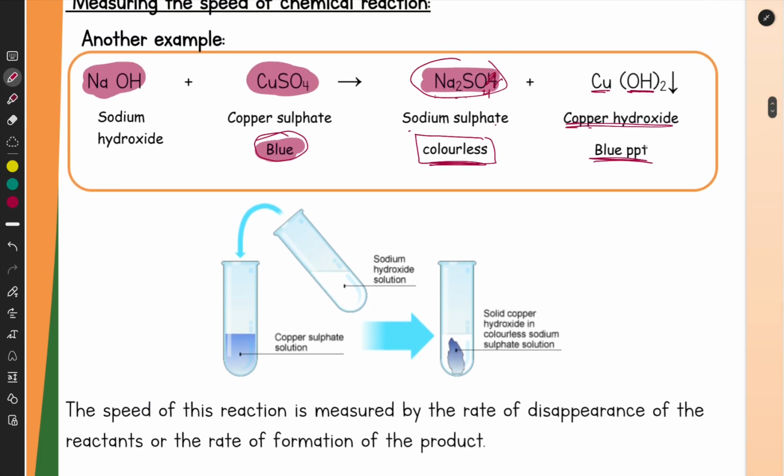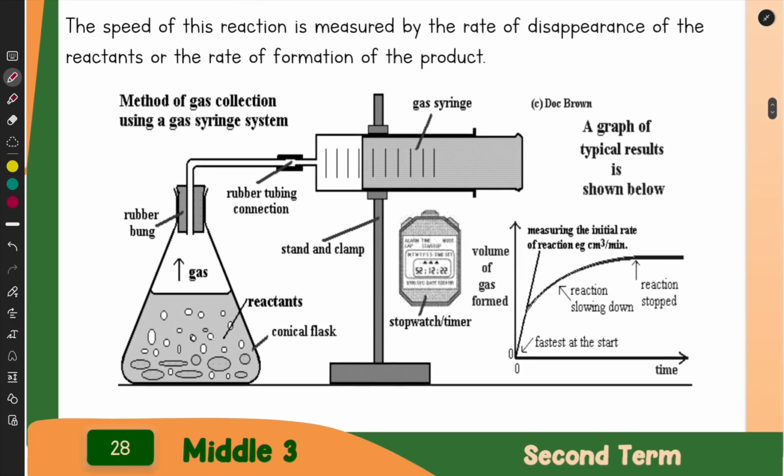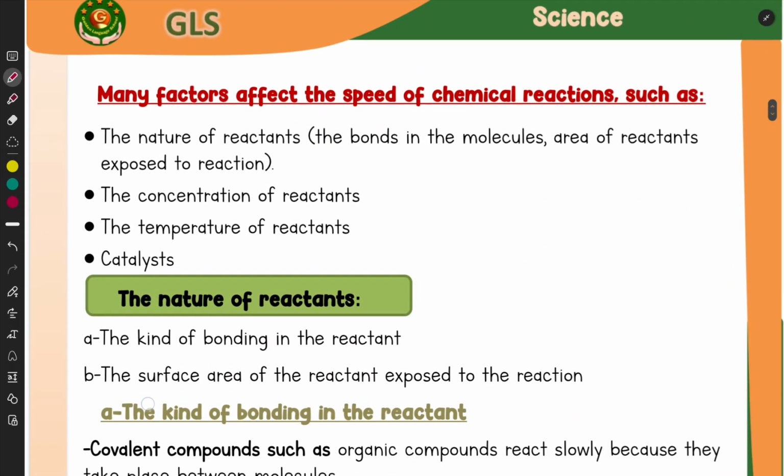What is PPT? PPT means precipitate. Precipitate means that it's not liquid, it's a solid material. Here the solution is liquid, and the color here is just a solid material that is precipitated like powder. This is the meaning of the reaction.